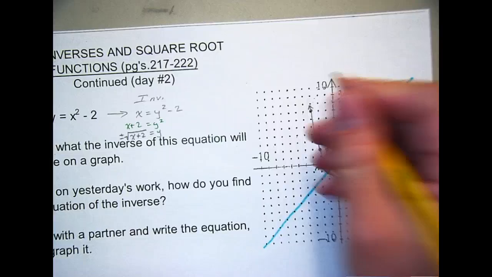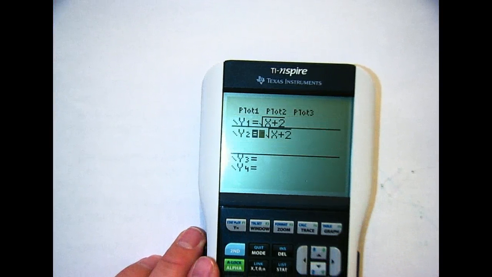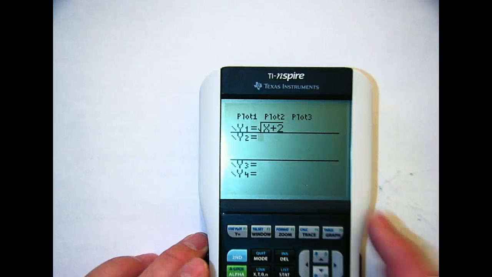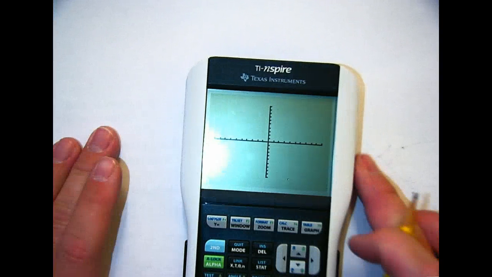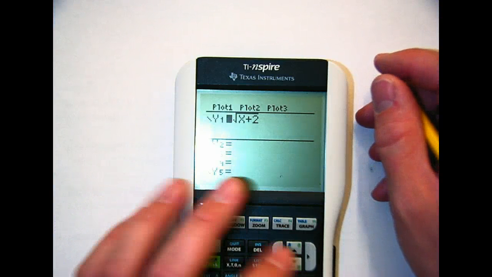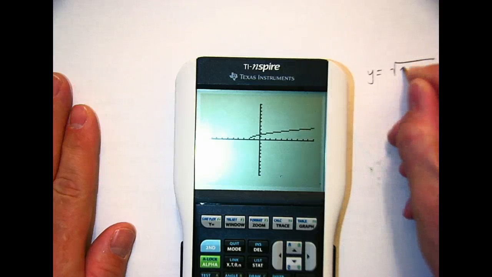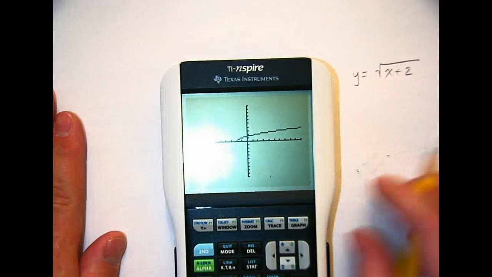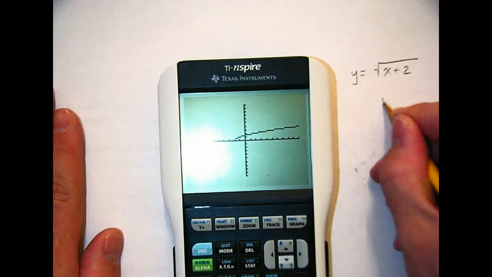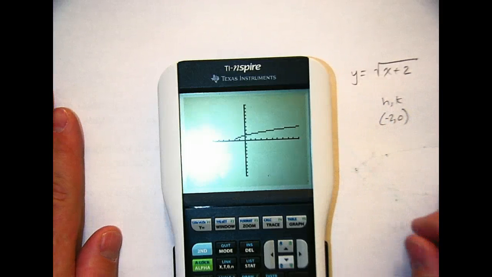If I have the graph, actually, let's do this. I'm going to turn that over. I'm going to just focus on the top part of this graph. The x plus 2. When I graph that, where is my vertex? Yeah, so if I have y equals the square root of x plus 2, my vertex is at negative 2, 0. Good. h, k is negative 2, 0.